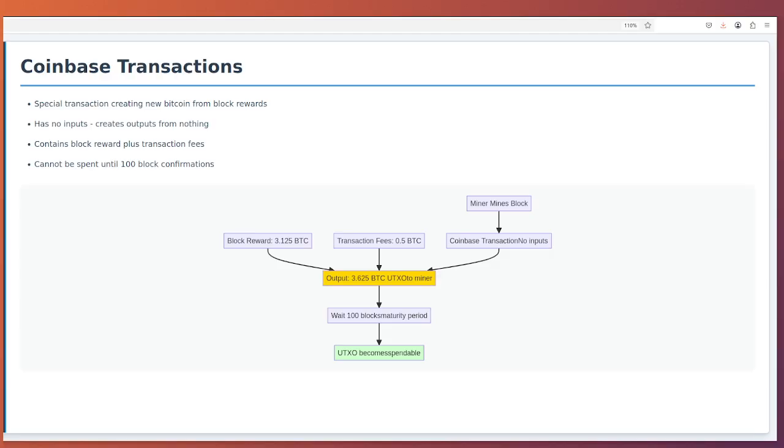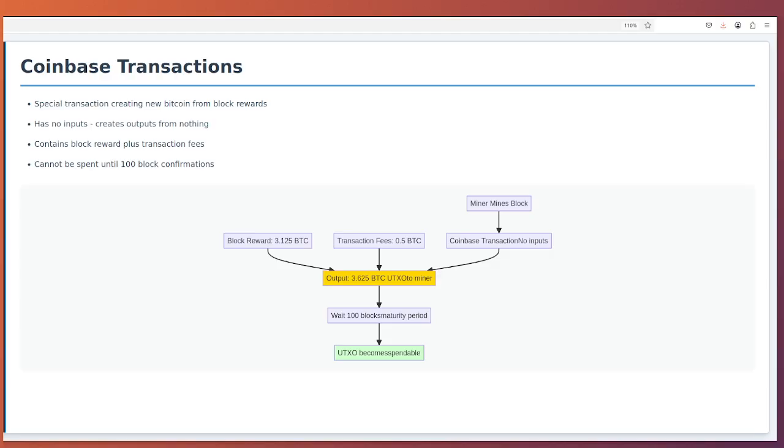However, Coinbase transaction outputs have a special restriction. They cannot be spent until 100 blocks have been mined on top of the block containing them. This maturity rule prevents miners from spending rewards from blocks that might be orphaned if a blockchain reorganization occurs. It ensures the blockchain has stabilized before reward UTXOs become spendable. After 100 confirmations, roughly 17 hours, Coinbase UTXOs behave just like any other UTXO.